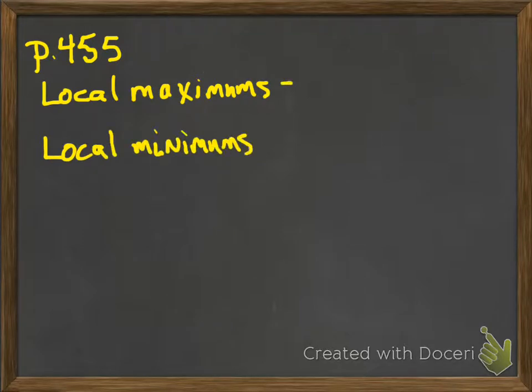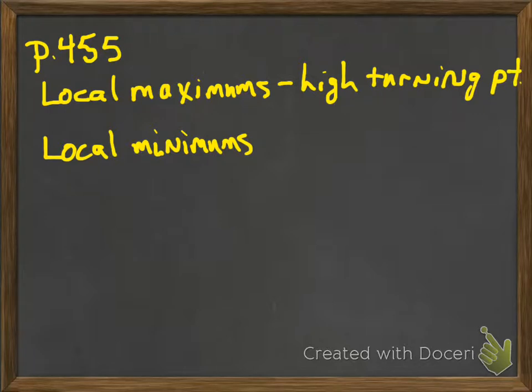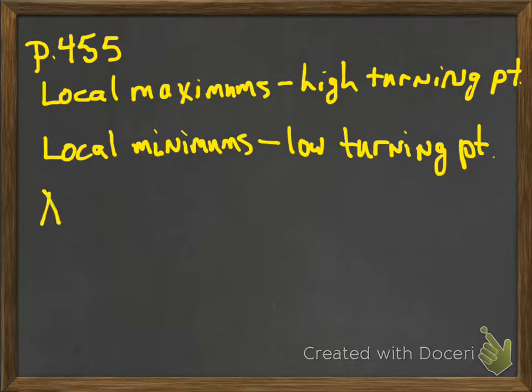Now, what you need to remember here is local maximums. There are different types of maximums and minimums. Local maximums are the high turning points, the high points. Every time it's going up and then turns to go back down, that's a maximum. Local minimums are low turning points. Every time it's going down but then turns around and goes back up, that's a local minimum. There can be more than one max and one min. That's why we're calling them local.